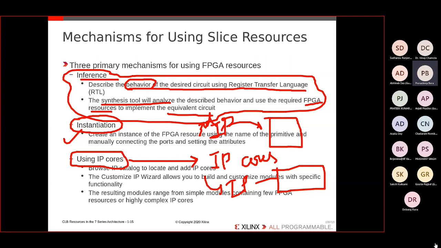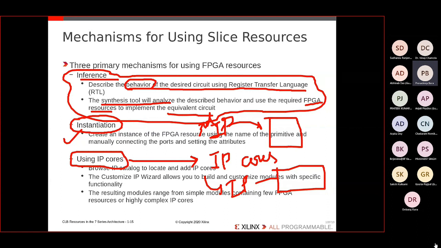Let's say I want to implement some clock buffers inside the design, certain input output buffers, or a simple electrical high impedance state buffer, that is a tri-state buffer. Or certain serializers, deserializers, and small electrical buffers that are available. All those things I can use using instantiation. These are the three ways to use all the different FPGA resources in my design.